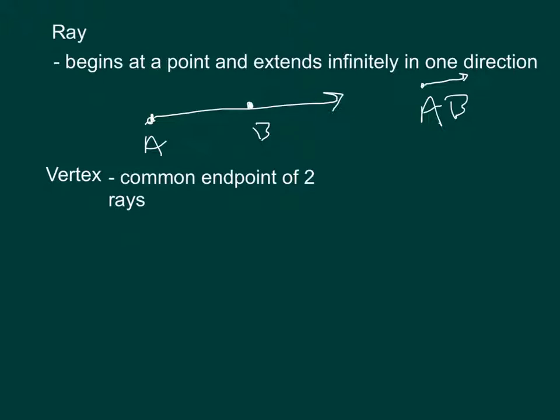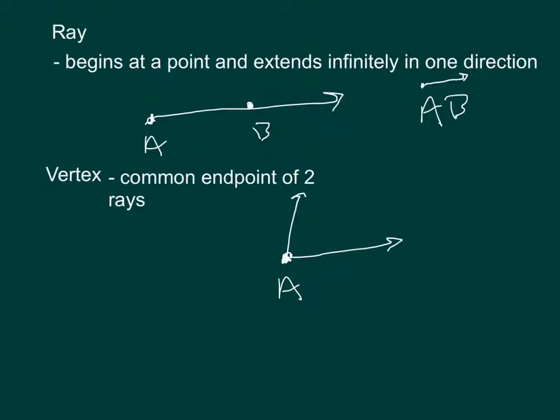So here we have it, a common endpoint of two rays is a vertex. So again, it is a point where two rays meet, and we can sketch it out as such. Again, let's say we have point A, and we extend this ray in one direction here, and then in another direction, we have the vertex being right at point A.